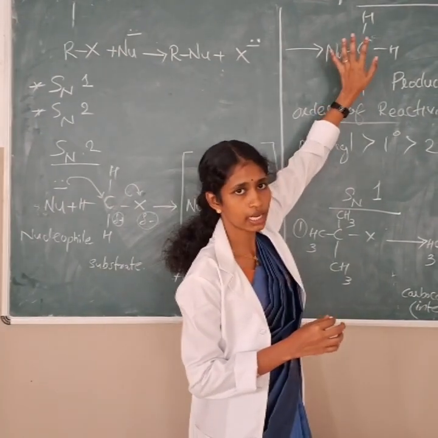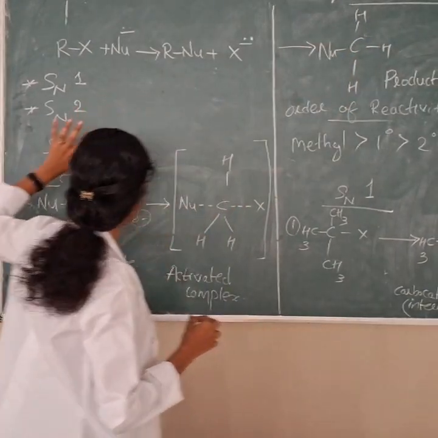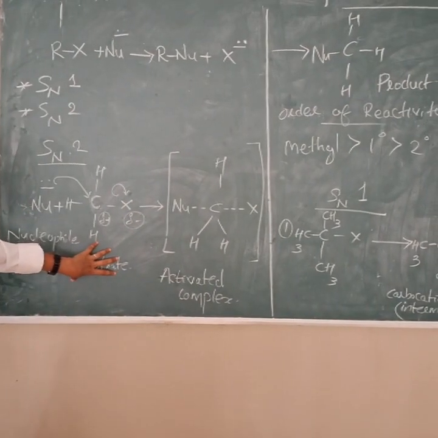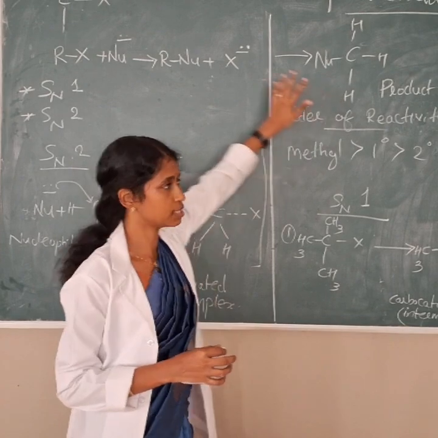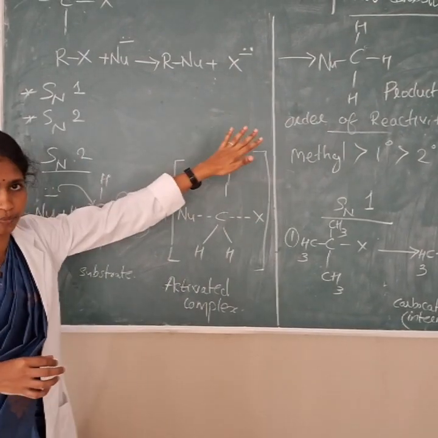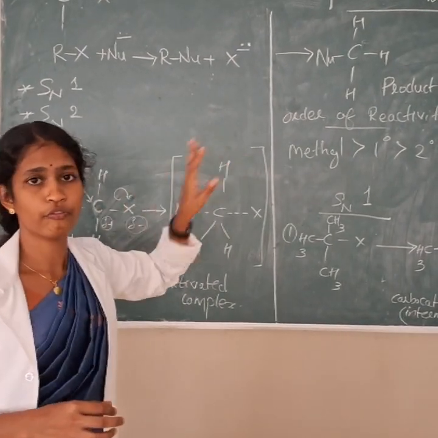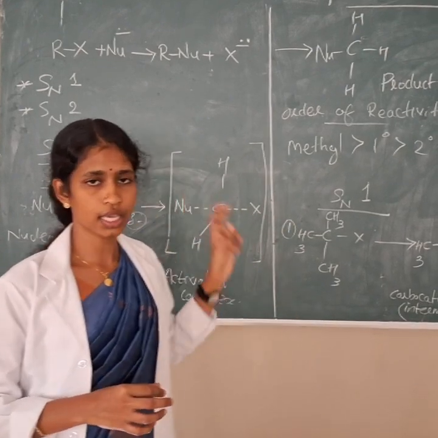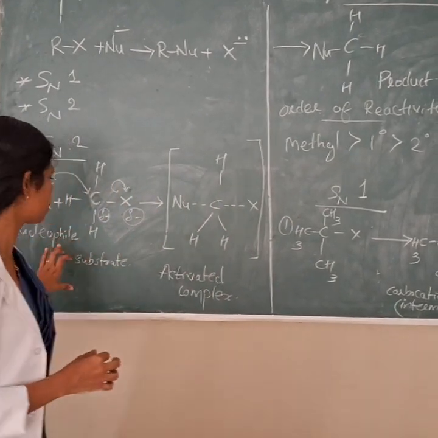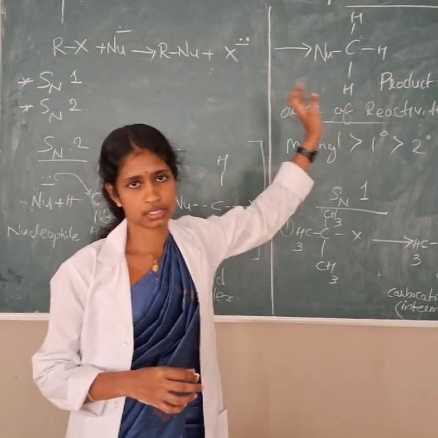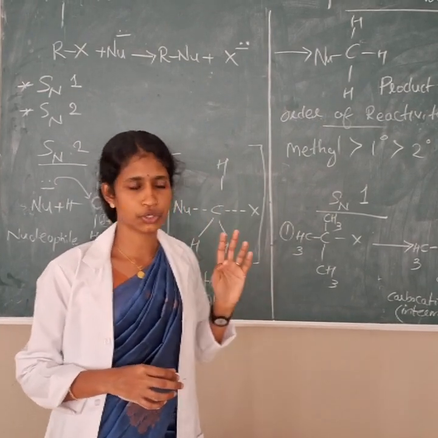And this is the final product. Here you can see that the configuration of the substrate and the final product are just opposite, so it is known as Walden inversion. The change in the configuration of the substrate and the product is known as the Walden inversion.